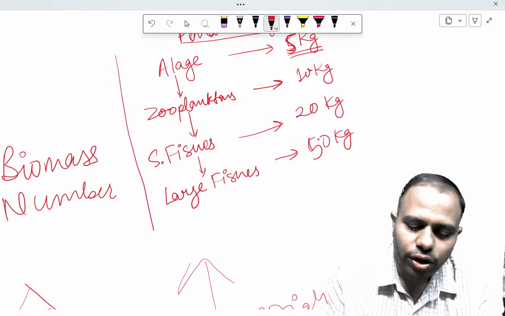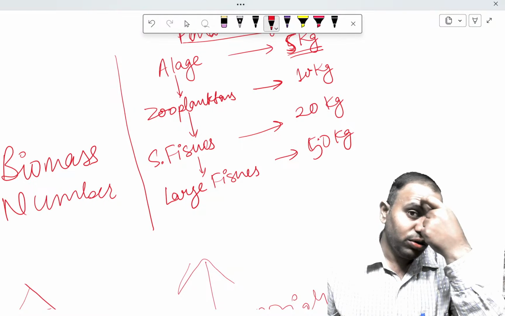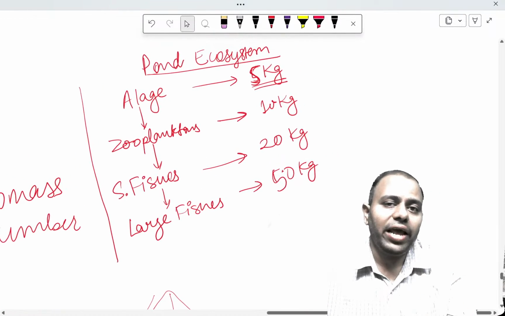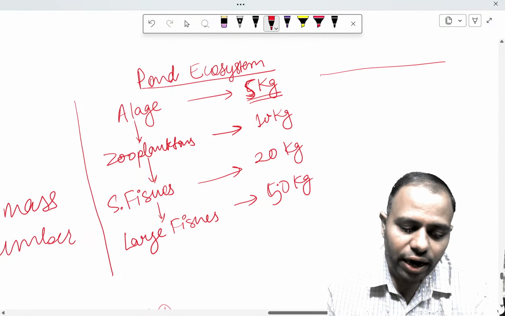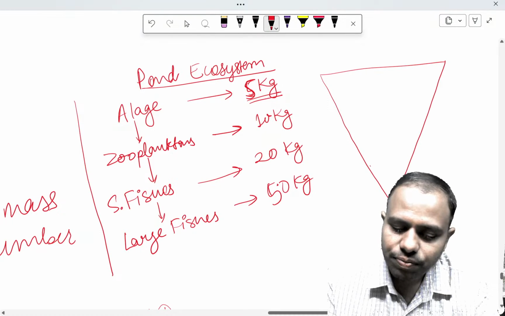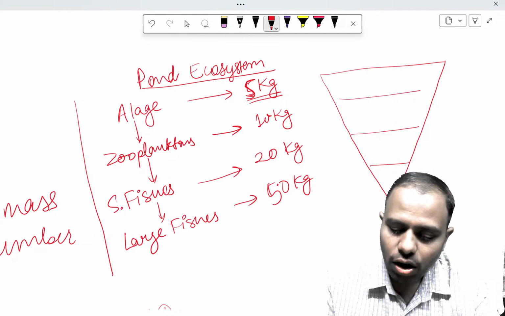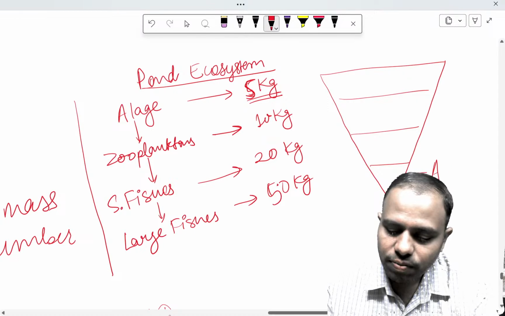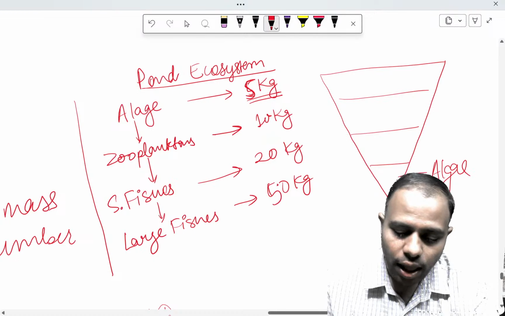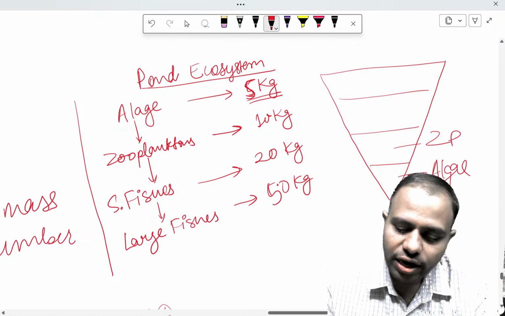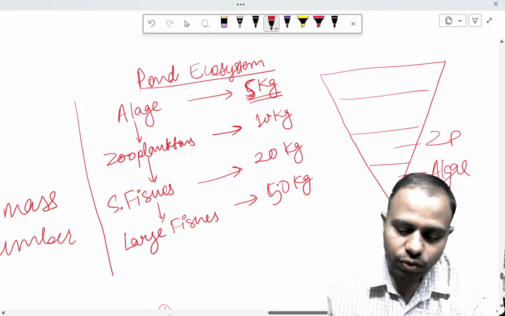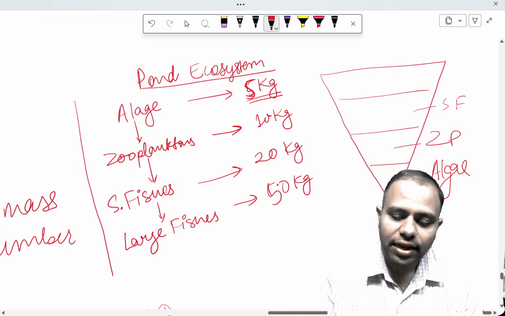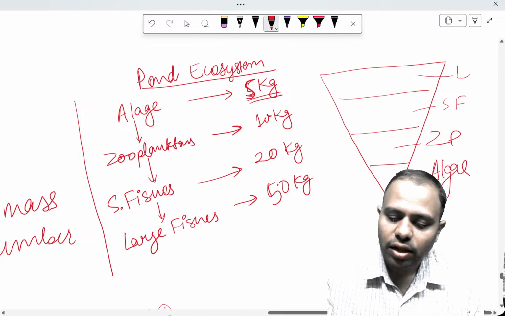Okay, so I told you that producers are always placed at the bottom of the pyramid. Now when I draw this pyramid, it will be like this, okay, because at the base there is the producer, and this producer is algae. And at the first trophic level it is zooplanktons, which have more weight, and then small fishes at the third trophic level, and large fishes at the fourth trophic level, okay.